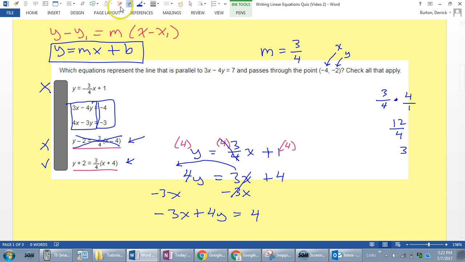Okay. Now I'm going to start to, all right, it's supposed to be an eraser. I'm going to start to look at my options here. Let's see.